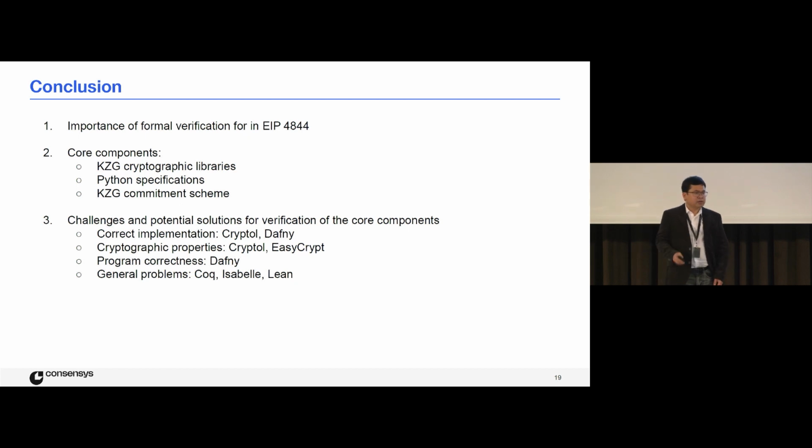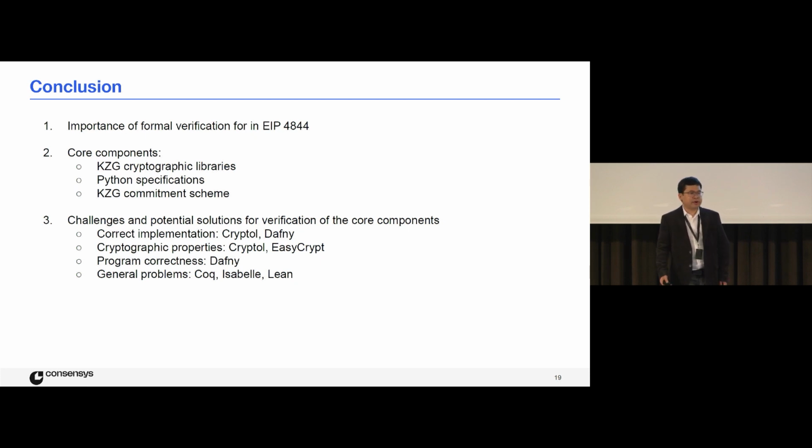We are going to the end. In this presentation, I have presented the benefits that formal verification can bring to EIP 4844. Moreover, I have identified the three components of this EIP that we should focus on: the KZG cryptographic libraries, the Python specifications, and the pseudocode of the KZG algorithm. I have also discussed challenges and potential solutions for verification of the core components.